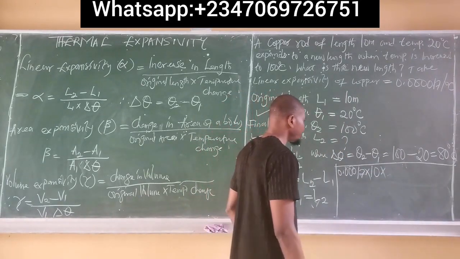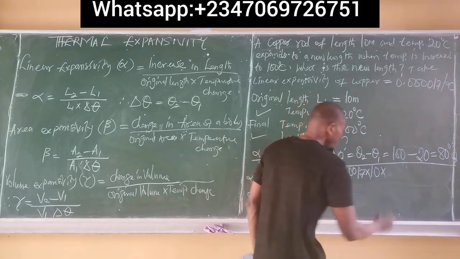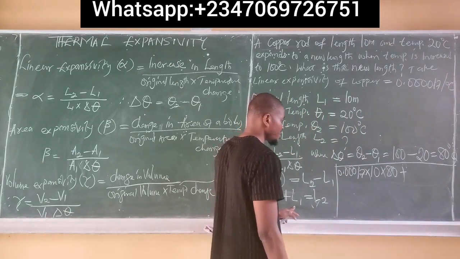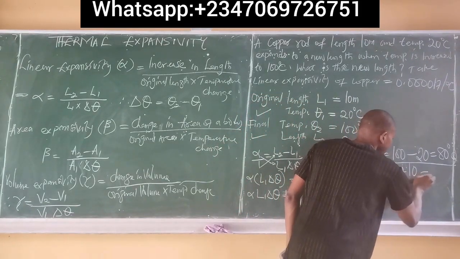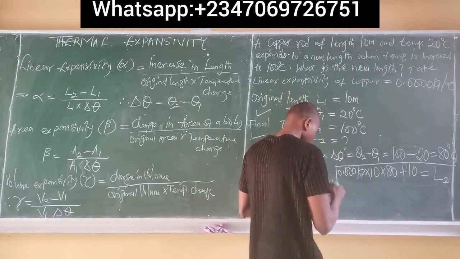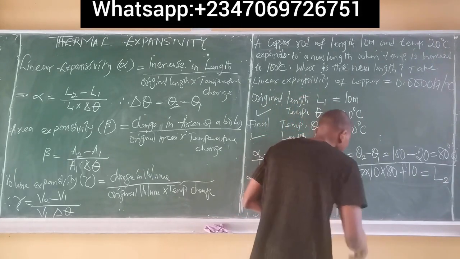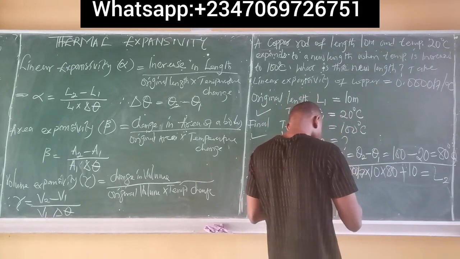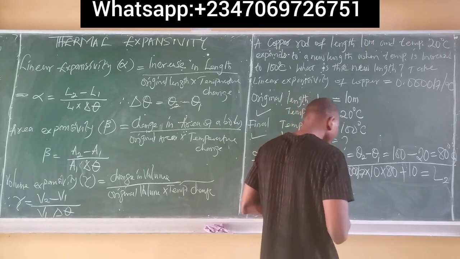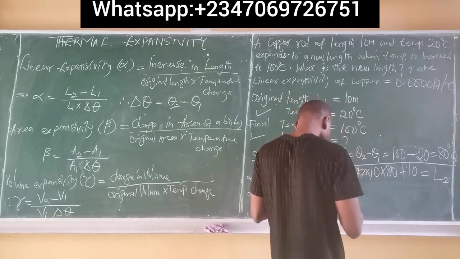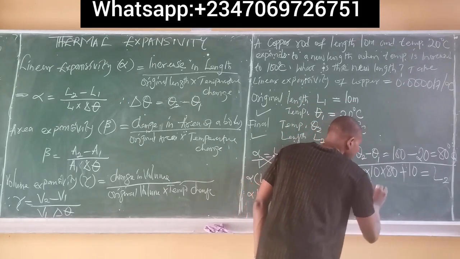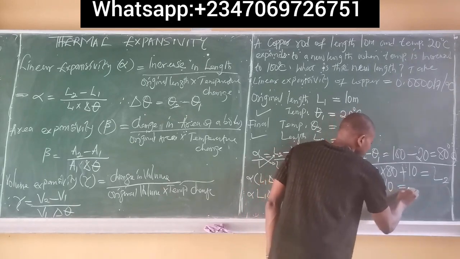Change in theta simply means change in temperature. We did that over here and we had 80 degrees. So multiply by 80, plus L1, which is the first length. Initial length is simply 10, and that's equal to L2. It can be as simple as this. So let's multiply everything here together. 0.000017 multiplied by 10 multiplied by 80. So this multiple gives us 0.0136 plus the 10, and that's equal to L2.